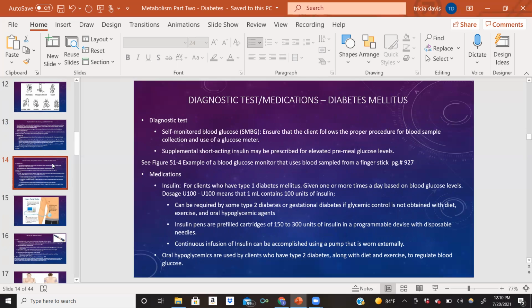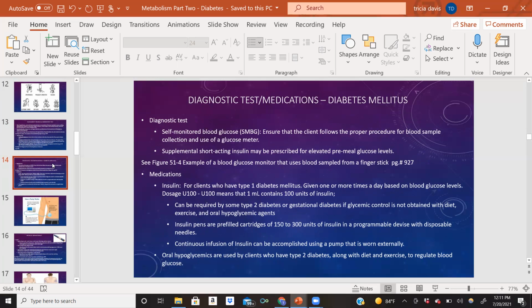This is extremely important. We want to make sure that they know how to use the machines, they know how to use everything that goes with it, and that they know the proper times to test their blood sugar. Depending on how far their diabetes has gone, what their numbers are, is going to determine how often they have to monitor their blood glucose. But a lot of people that have diabetes monitor their blood glucose levels at home.